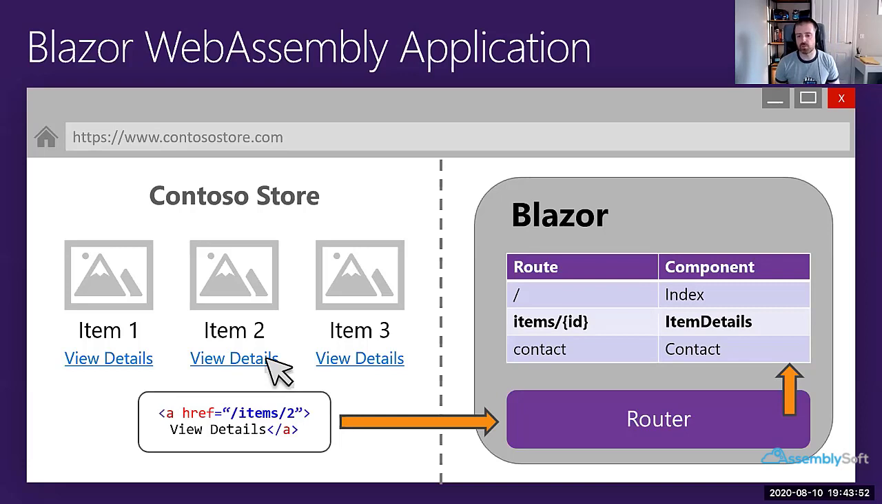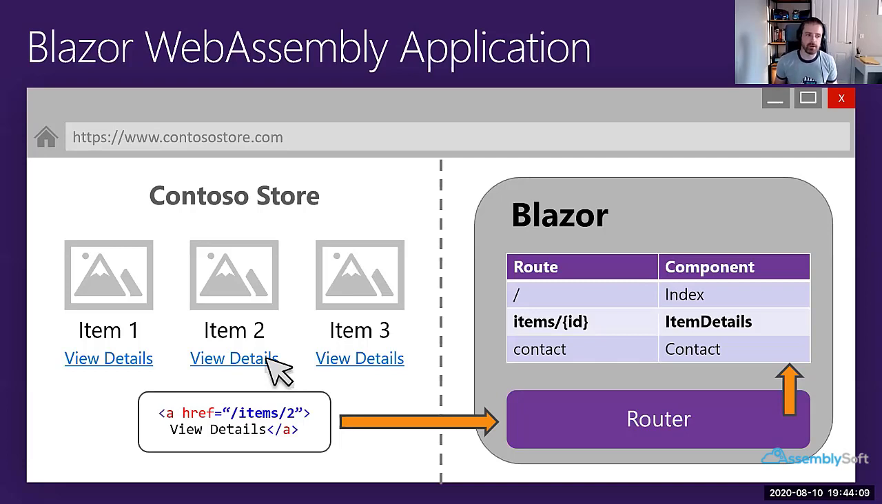The route here has got this weird syntax, these squiggly brackets with an ID, and that's something called a route parameter. I'm going to talk about those a little bit later on. So if you're not familiar with those, don't worry, we'll cover those in a bit. But take my word for it right now, that's the route that will match. And what's going to happen now is the router is going to load this item details component.